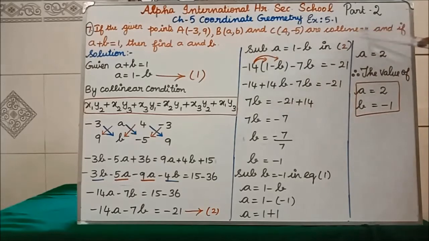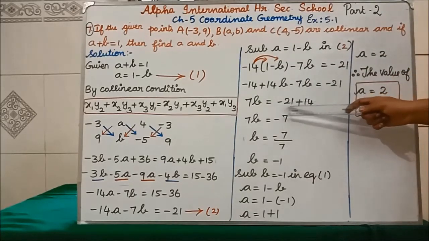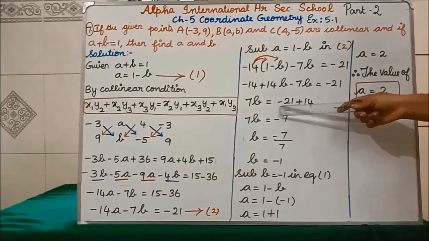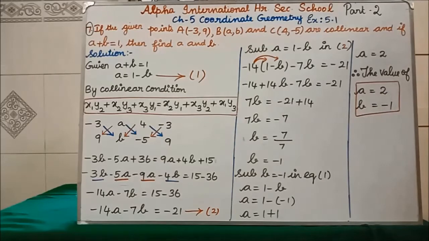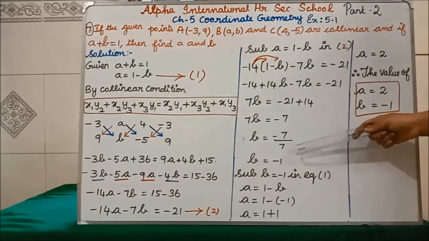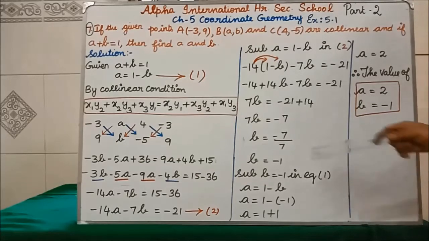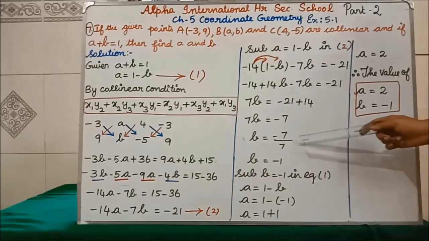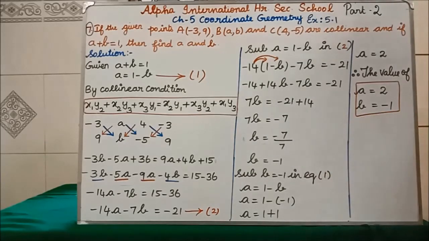This -14, if it comes to this side, it will become plus 14. So -21 plus 14 is what? You have to subtract. If you subtract 21 from 14, you will get -7 because the greater number is -21. So -7 we are getting. 7b equal to -7, so b equal to -7 divided by 7. b equal to -1. Clear? Now we have got the value b equal to -1. If you cancel 7 we will get -1.